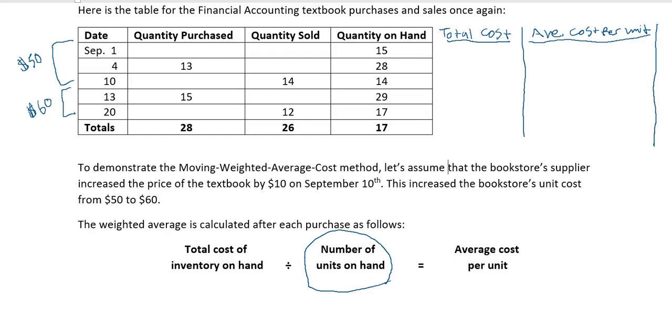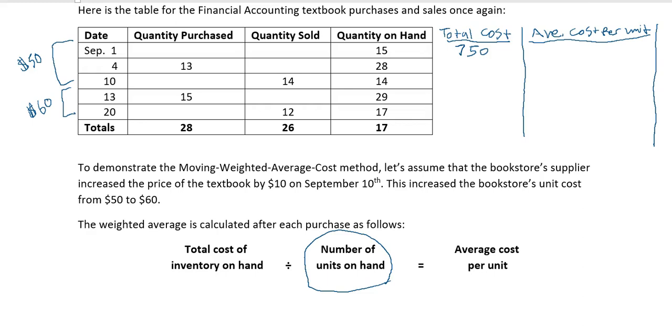Okay, let's go ahead and jump right in. The total cost calculation is done by taking the quantity on hand and multiplying by the unit cost at that time. The note over on the left margin, I've written down that the unit cost was $50 per textbook at the start of the month. So we'll go ahead and do our first calculation. 15 textbooks on hand at a cost of $50 a pop will give us a total cost of $750.